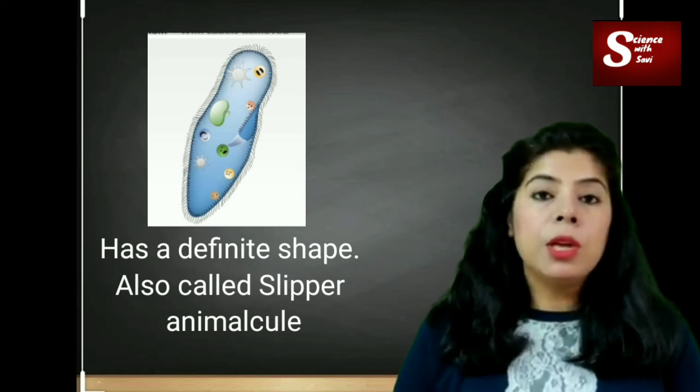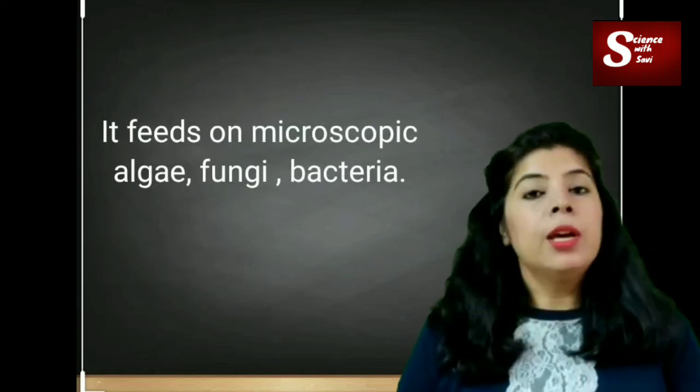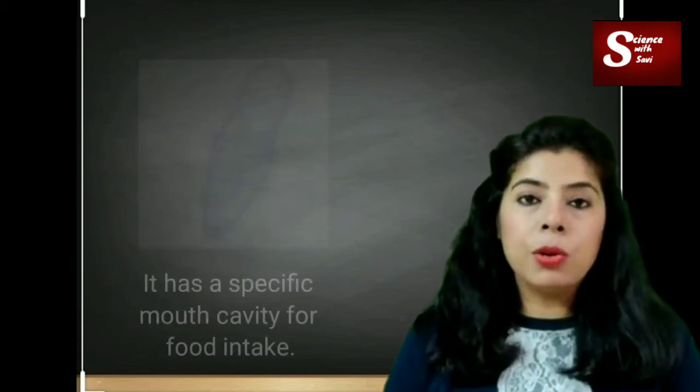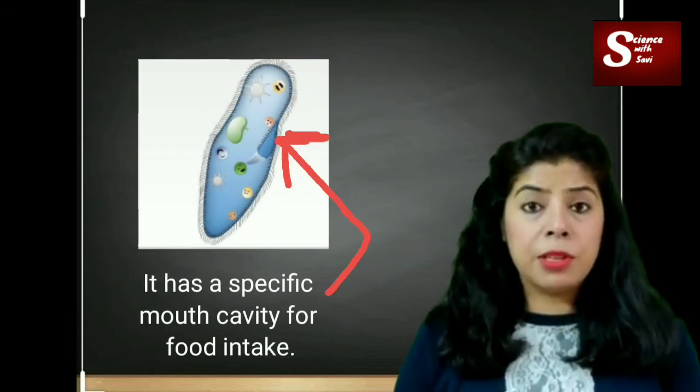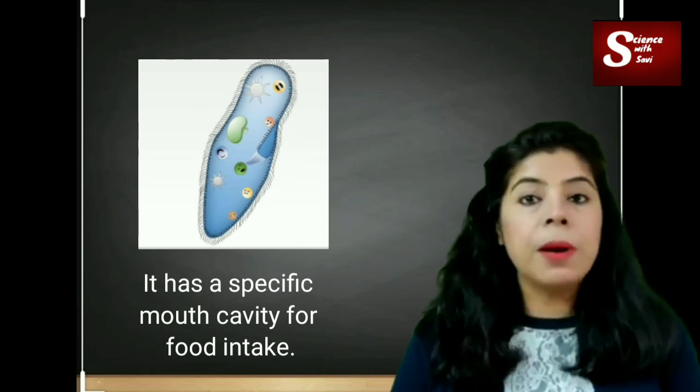And the Paramoecium feeds on microscopic plant and animal cells. So the food of Paramoecium is almost the same as that of amoeba, and the process is almost similar. What is different is that the Paramoecium has a buccal cavity, a mouth cavity, through which the food is taken inside. In the case of amoeba, it was not like that. It will extend the pseudopodia from any part of the cell and take the food. But Paramoecium has a definite mouth cavity.